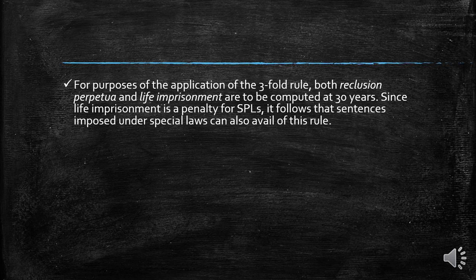For purposes of the application of the threefold rule, both reclusion perpetua and life imprisonment, which are classified as perpetual penalties or pena perpetua, are to be computed at 30 years each. Now, since life imprisonment is a penalty provided for in special penal laws, it follows that sentences imposed under special laws can also avail of this rule.